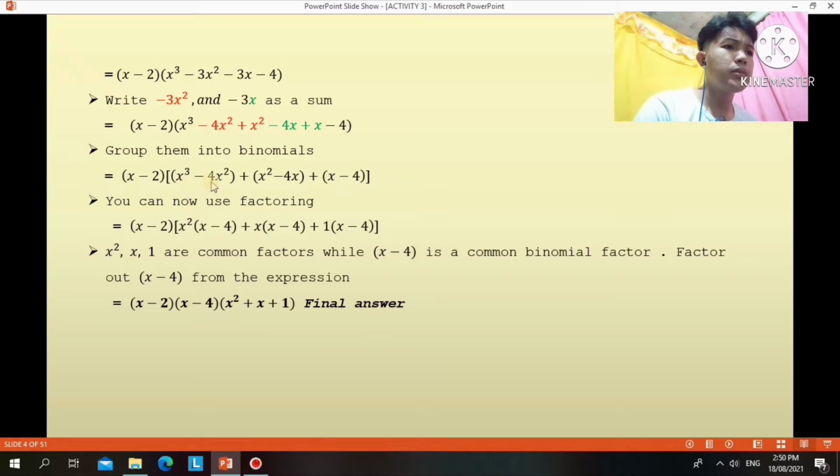The factor of x cubed minus 4x squared is x squared times x minus 4. The factor of x squared minus 4x is x times x minus 4. And the factor of x minus 4 is 1 times x minus 4. So x squared, x, and 1 are common factors, while x minus 4 is a common binomial factor. Factor out x minus 4 from the expression. So our equation will be x minus 2 times x minus 4 times x squared plus x plus 1. So this is the final answer.